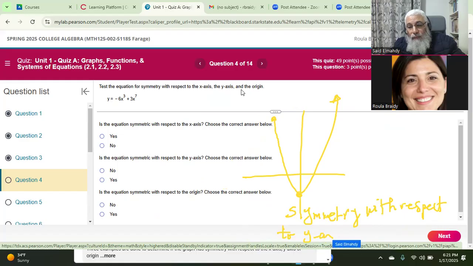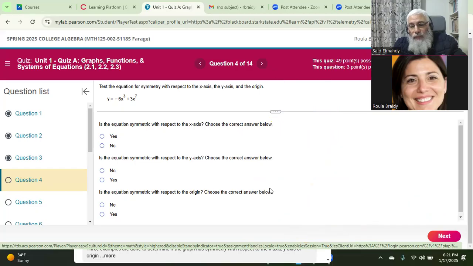It could be something like this. For example, it could be something like this. As long as the points kind of match, at the same distance. Okay. So we have a question here. Is the equation symmetric with respect to the x-axis? Choose the correct answer, yes or no.